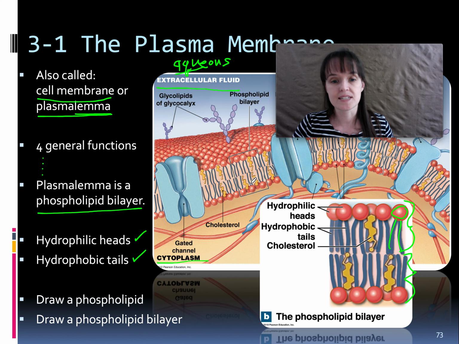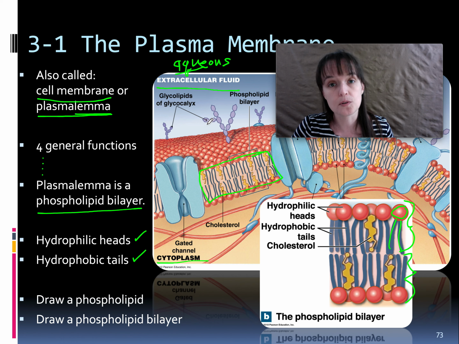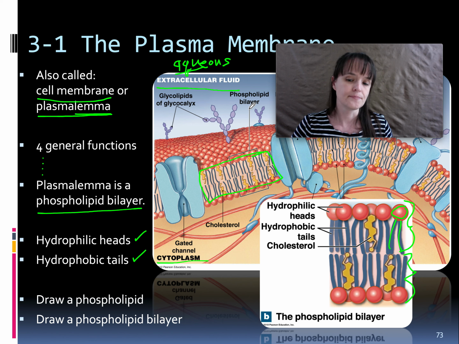And so this sandwiched layer of fats in between the two layers of hydrophilic heads makes a mostly impermeable barrier, meaning things can't just cross it. So anything floating in the water can't just go through this fatty, oily layer. Except.